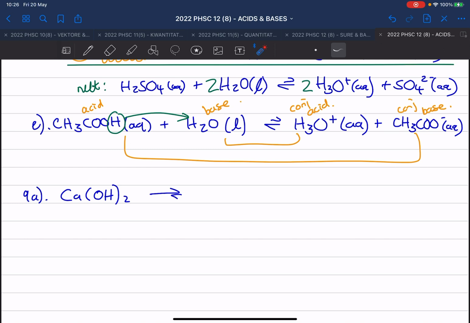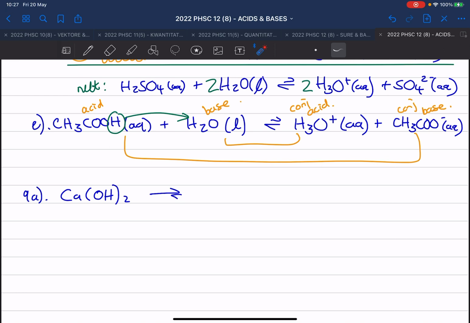All right. Next one, Tapelo. What is this one's name? A common name, not the chemical name. It's called slaked lime.